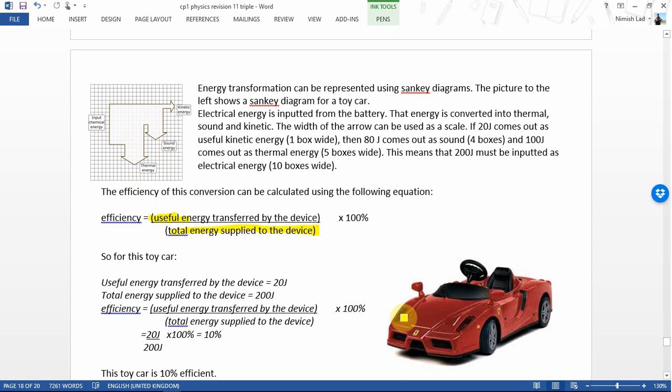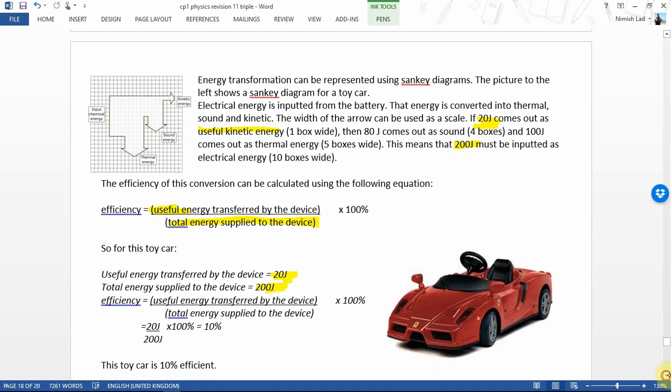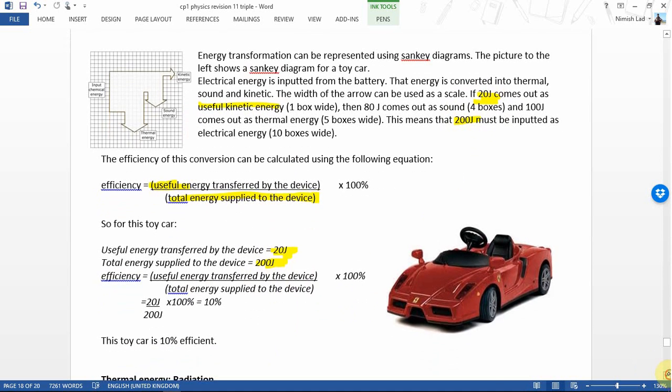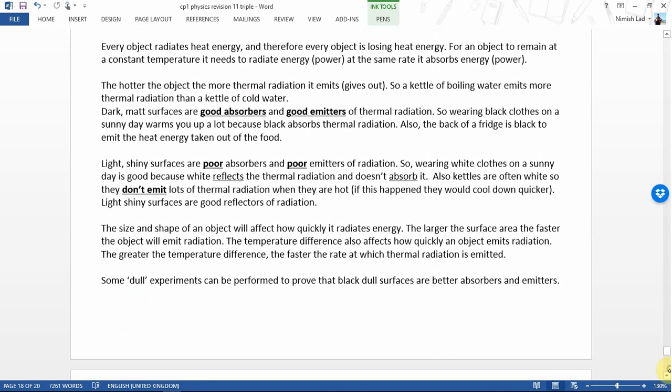Okay, so for this toy car, we've got 20 joules of useful energy. So over here, 20 joules comes out as useful kinetic energy, and the total amount of energy that comes in is 200. I've got that over there. So you do 20 divided by 200, and you times that by 100%, so that ends up being 10% efficient. Efficiency is about what percent of energy it uses usefully.